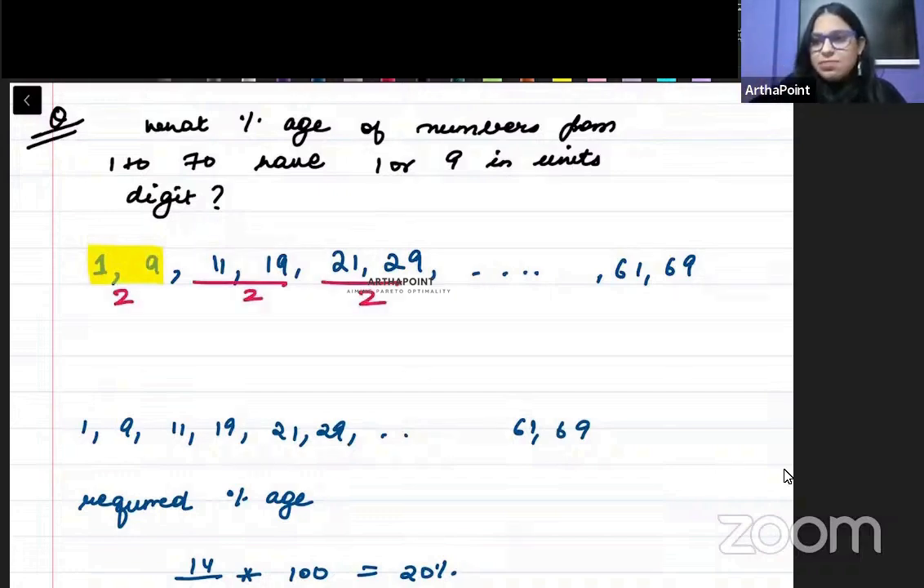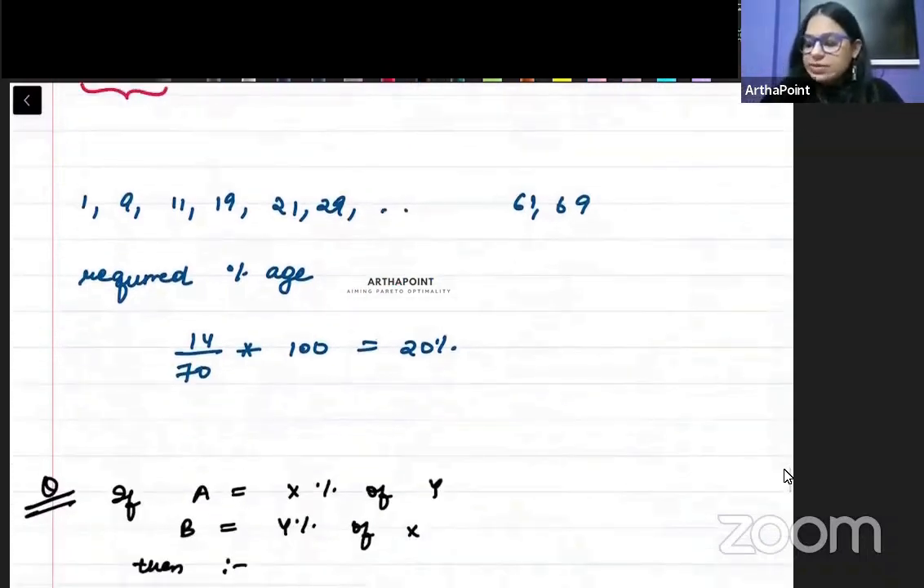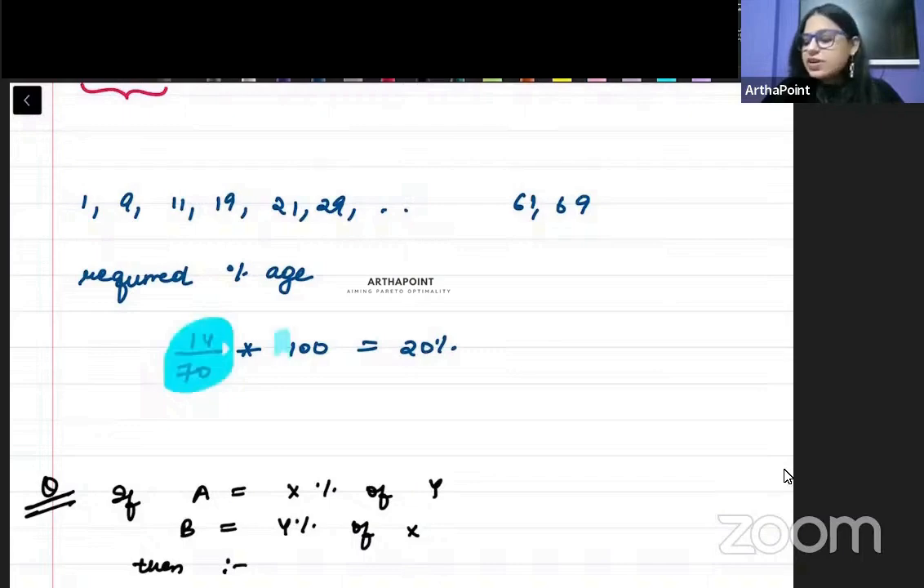So in every 10 numbers, I see 2 numbers. How many numbers I am taking in total? 70. So in 70 numbers, how many such numbers will be there? 14. हर 10 number में from 1 to 10 there are 2. From 10 to 22, 20 to 32, and so on and so forth. So in total there will be 14 such numbers which end with 1 or 9. Out of how many numbers? Out of 70 numbers. So 14 by 70 into 100, that is going to give you the answer as 20%.